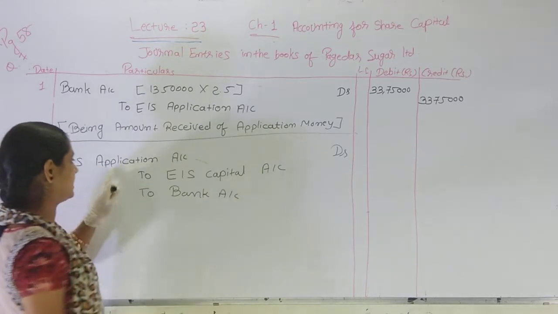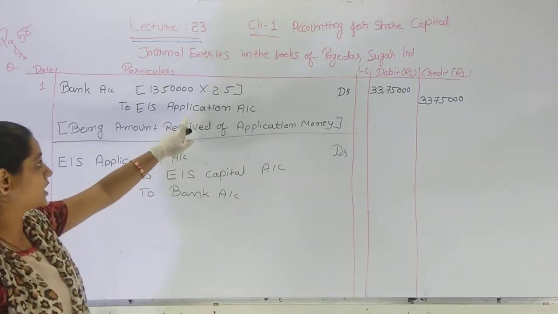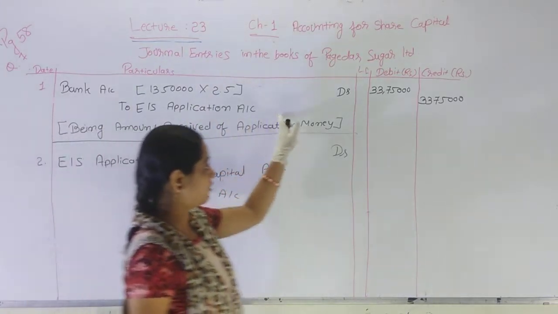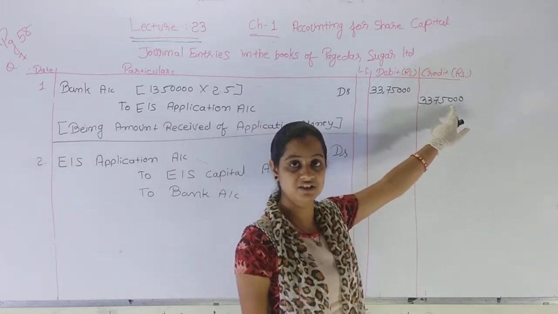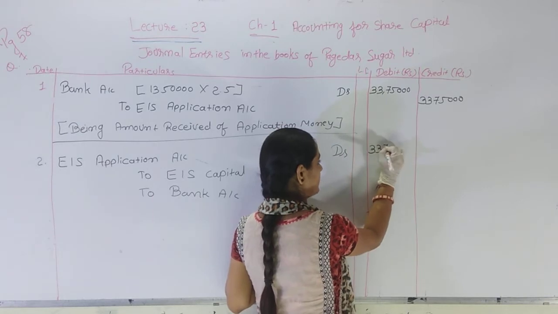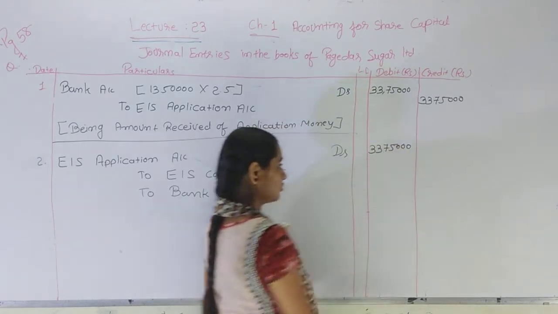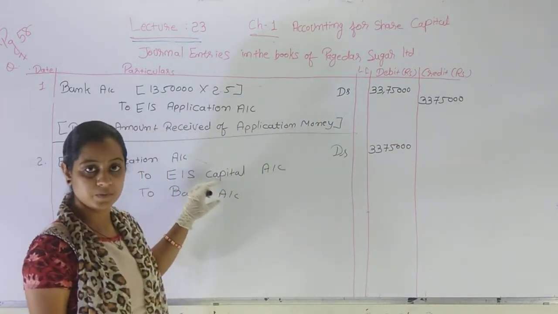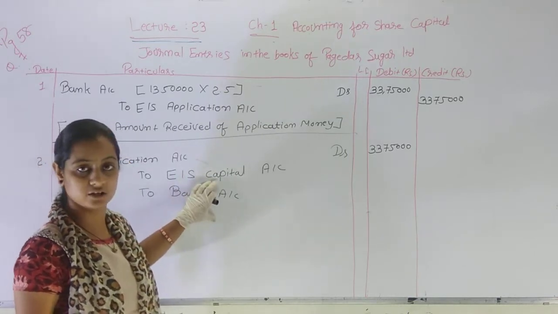In equity share application, we have to write the same amount which we have written in the first transaction. In first, we have credited 33,75,000. So here we have to debit the same amount, 33,75,000. Out of this, we can transfer the issued shares in a capital, right?